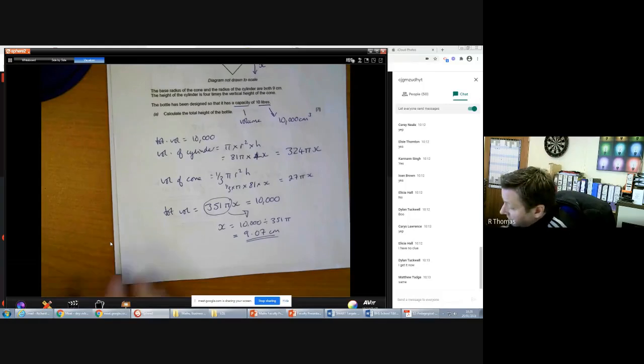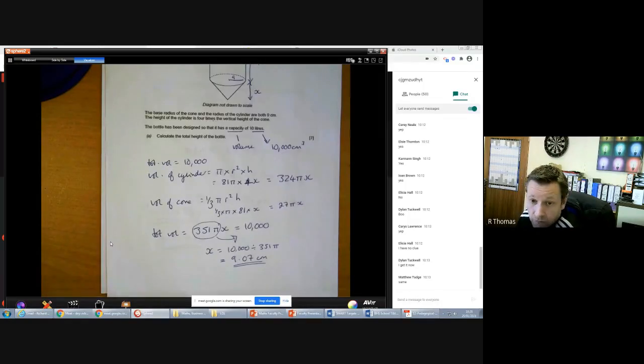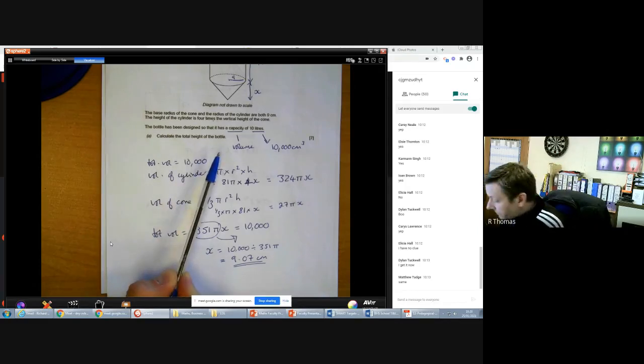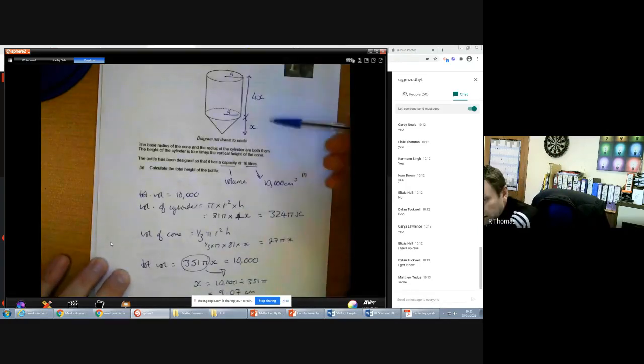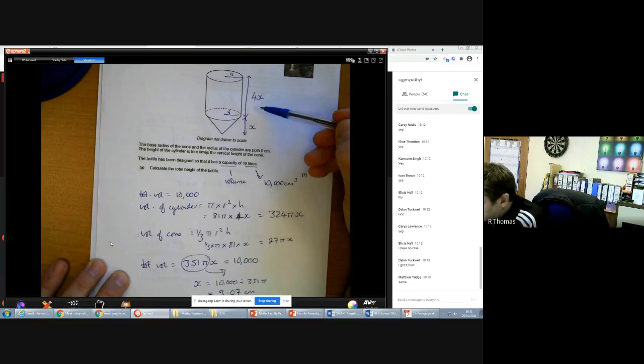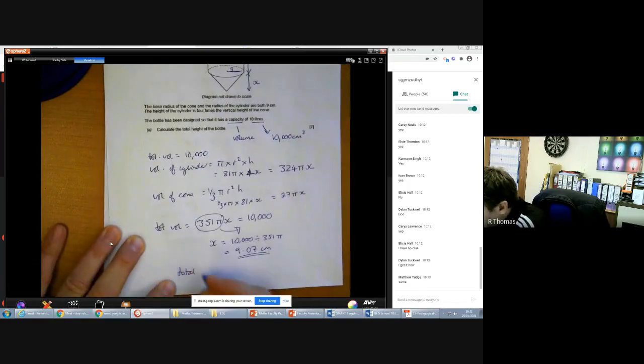And then I know a lot of you would be flustered and you'd move on to the next question, feeling really chuffed, and you haven't actually answered this question. The question asks for, calculate the total height of the whole bottle. Okay, so the total height is actually 4x plus 1x, which is 5 lots of x. So the total height is 5 times that. And we can do it in our head. That's 45.35 centimetres.